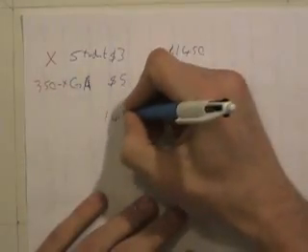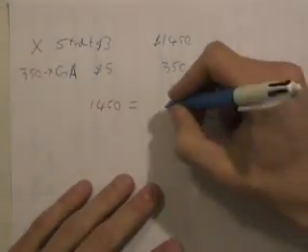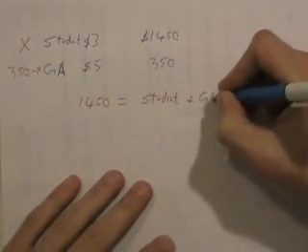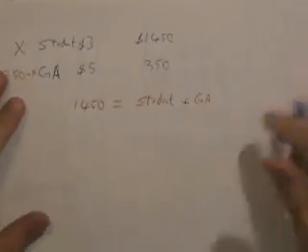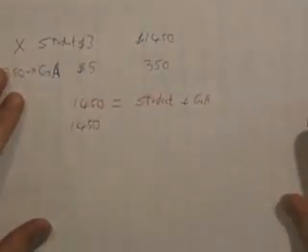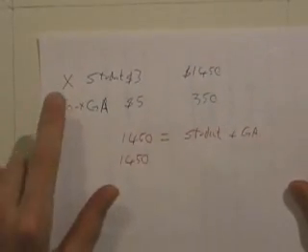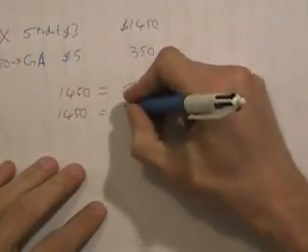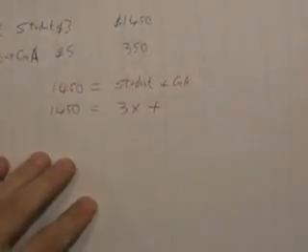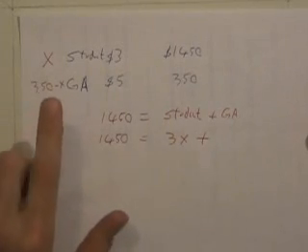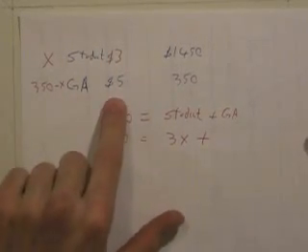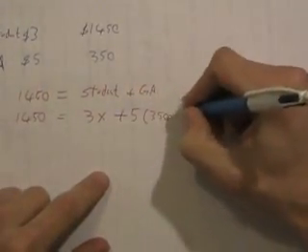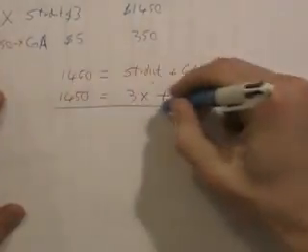The 1450 is equal to the total student money plus the general admission money. How much money did you get from the students? Since you sold x number of tickets at $3 a pop, you're going to get 3x. Plus, for the general admission, you sold 350 minus x at $5 a pop, so that's plus 5 times 350 minus x. And this is the equation that you've got to work with.